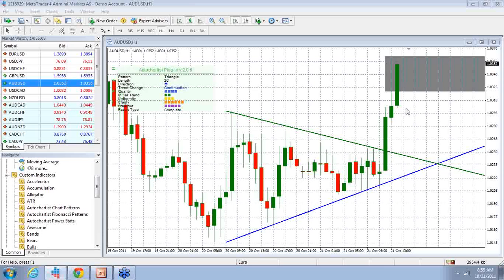What's good about Autochartist is sometimes you'll get 1,000 per month, so that's quite a few, but that's scattered amongst a lot of markets. But if you, for example, wanted to trade the euro, you should get 3 to 5 setups per day.